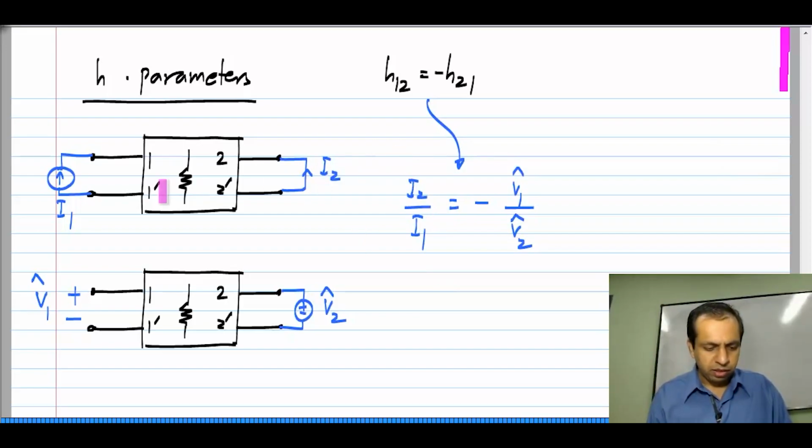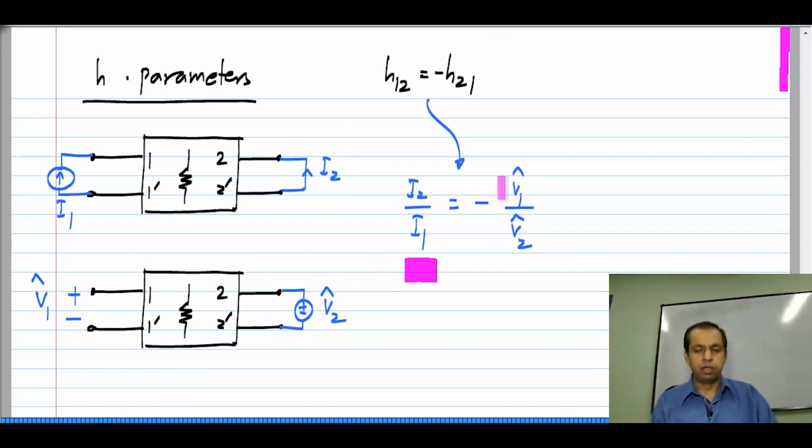So, basically the current gain from port 1 to port 2, which is what is given by this, is the negative of the voltage gain from port 2 to port 1. So, you get this negative sign if you choose the direction of currents as shown here. If you had chosen the current to be in the opposite direction, you won't get that, but we always choose the current directions consistent with the two-port parameter definitions. So, we get I2 by I1 to be minus V1 hat by V2 hat.